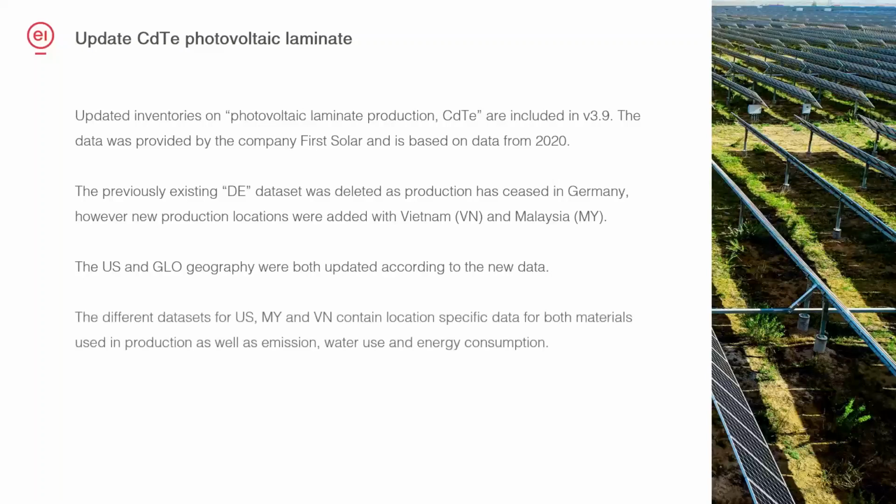In the new datasets of US, Malaysia, and Vietnam, location-specific data for both materials used in production, as well as emissions, water use, and electricity consumption are included. Internal recycling of materials is also considered in the inventories.